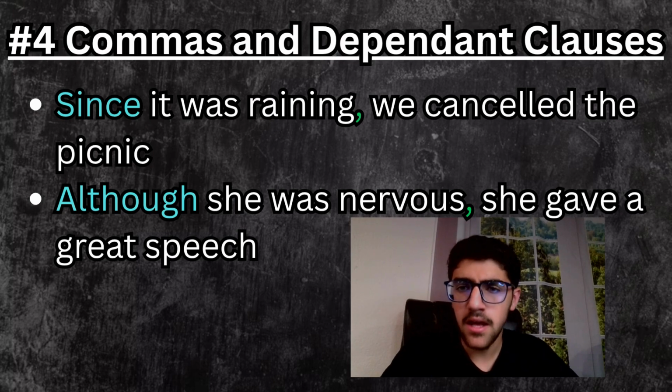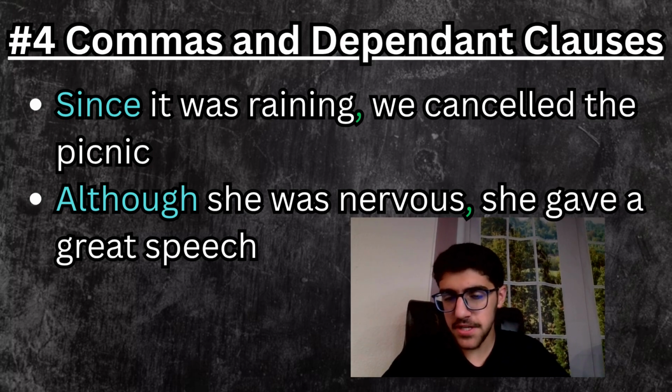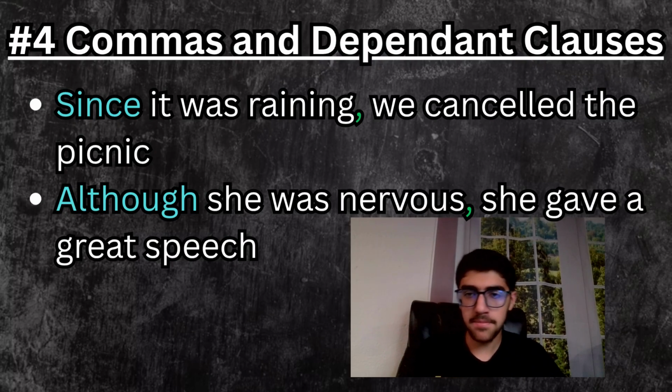Another example would be, although she was nervous, she gave a great speech. Although she was nervous is the dependent clause with the subordinating conjunction, which is although. Although she was nervous can't stand alone, and so you need to put a comma between them.